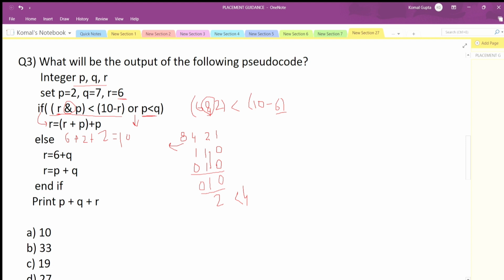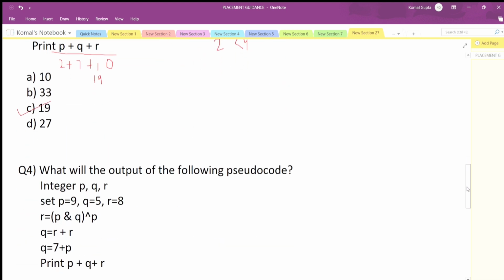Now we will print p plus q plus r. The value of p is 2, the value of q is 7, the value of r is 10. So the answer for this is 19. So we will mark option C, that is 19. Now we will see the next question.